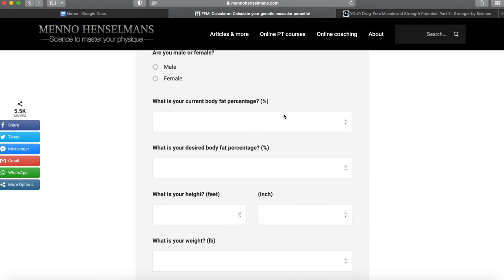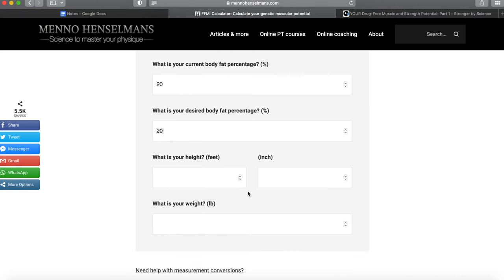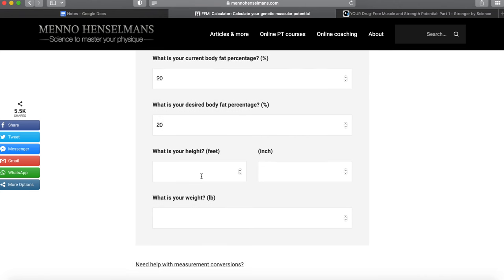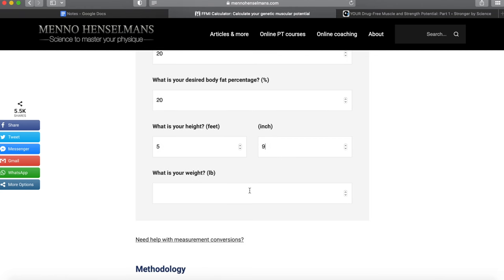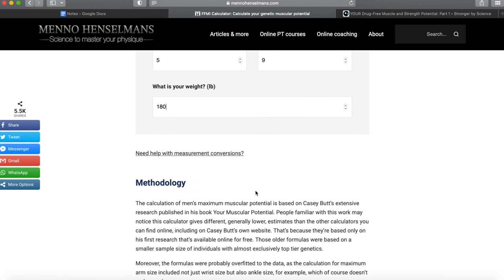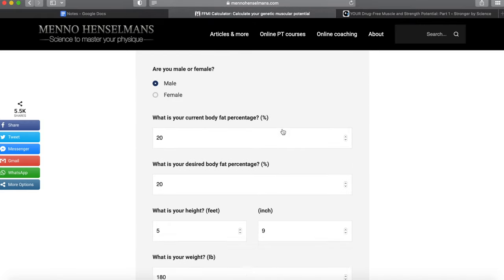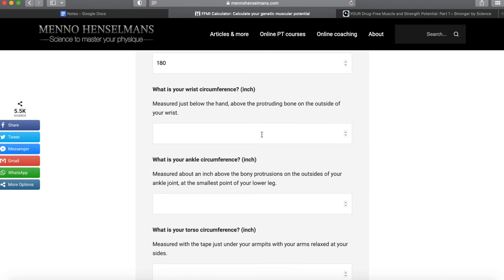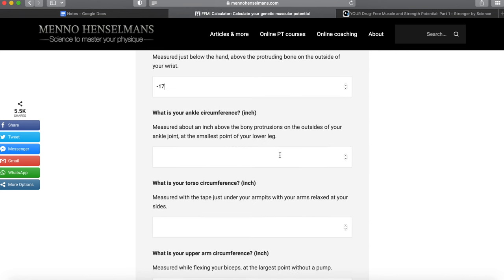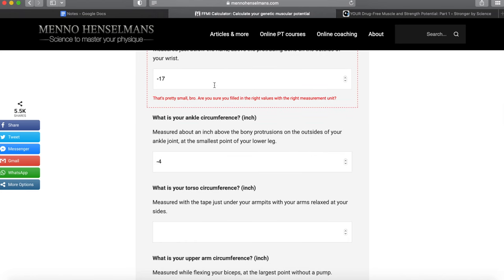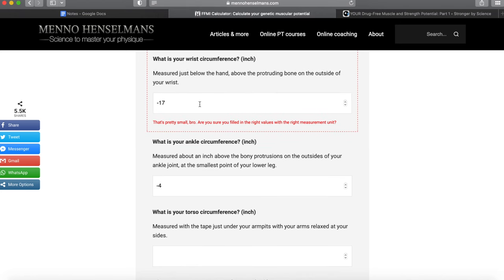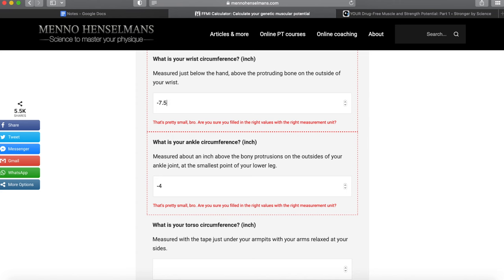Definitely going inches and pounds. 20% body fat, desired percent. I'll just keep that at 20 for now. Probably not my long-term desired, but I'll keep it at 20 for now. 5 feet, 9 inches. My weight is 202 in pounds. And I am a male. Wrist circumference is 7.5 inches. Ankles were 9.